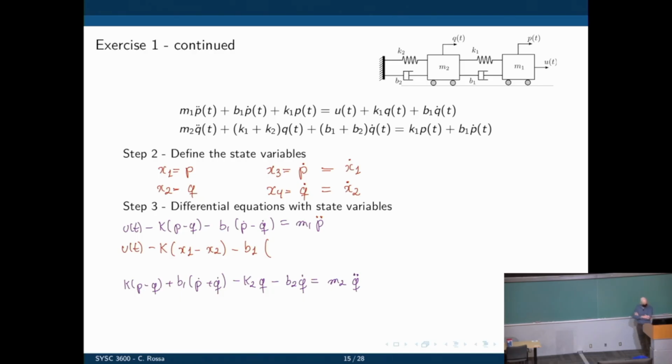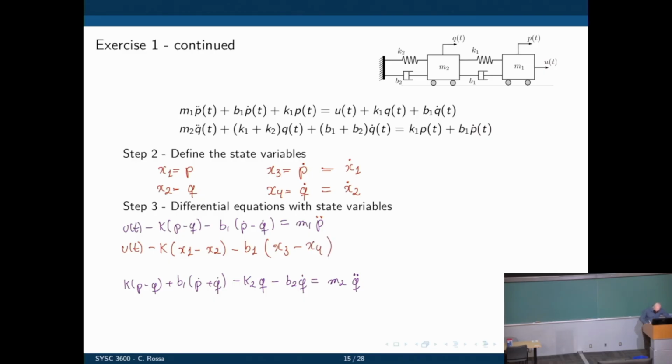So for p dot, what do we do? For p dot, we have 2 options. We have the option of going with x3, or we have the option of going with x1 dot. Which one should we choose? x3, exactly. Always the lowest derivative. So you have the option between first derivative and no derivative. Let's go with no derivative. So p dot becomes x3. And now you get it for q dot, we go with x4.